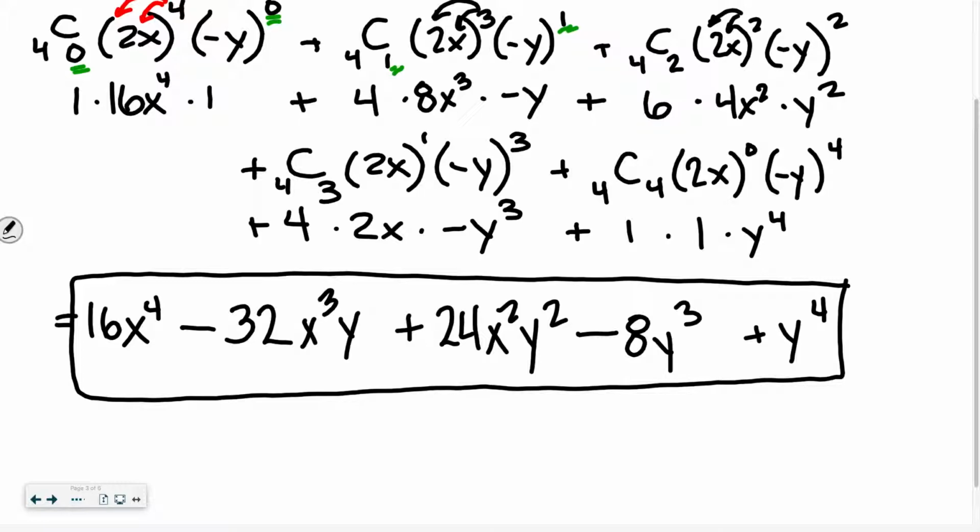You have a question? In the fourth one, shouldn't it be 8x? Oh, yeah, I did leave off my x. Thank you, Luke. Should be 8x cubed, 8xy cubed. I'm sorry, if you're copying from the board, make sure that you fix that. Plus.